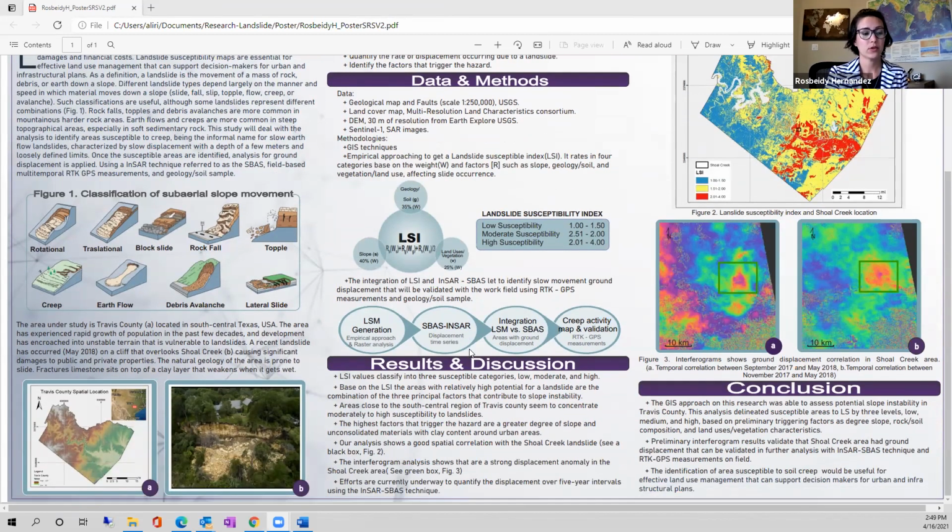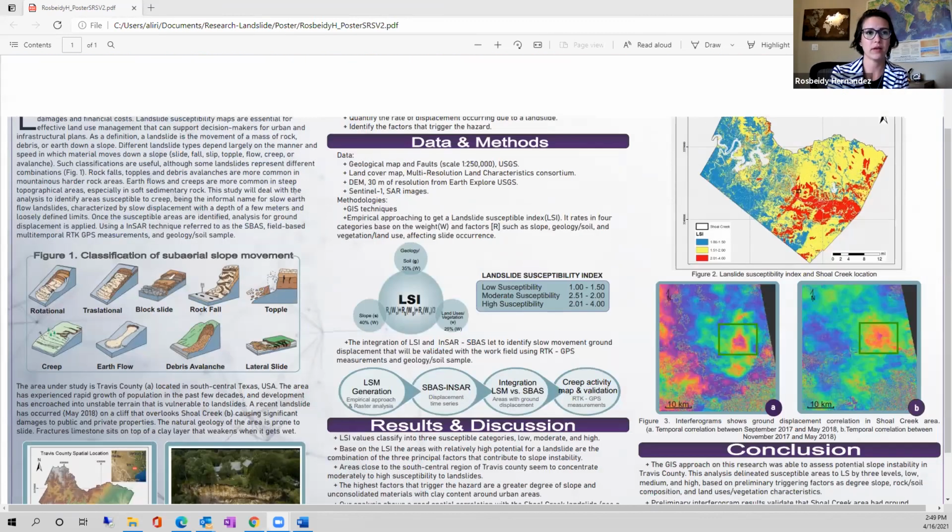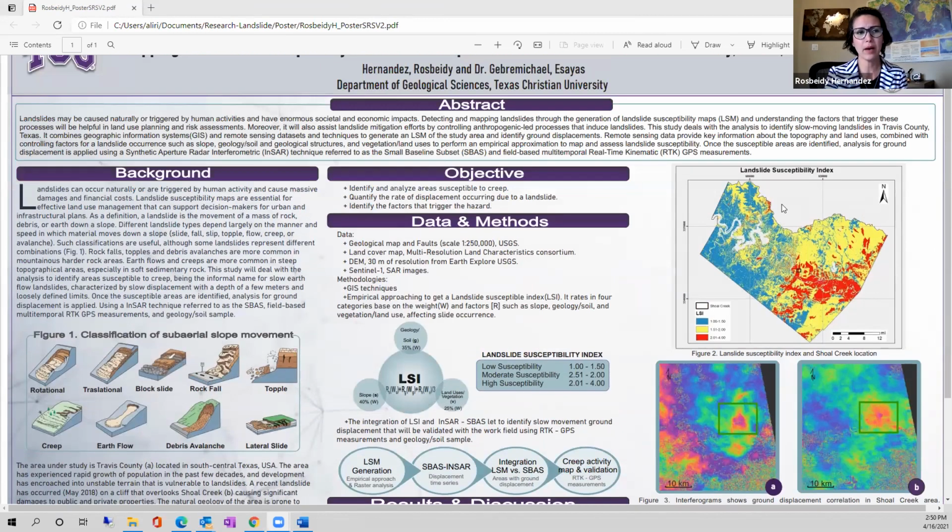As a result and discussion of my research, landslide values are classified into three susceptibility categories, as we can see here in my map on the right. So we have the low susceptible.